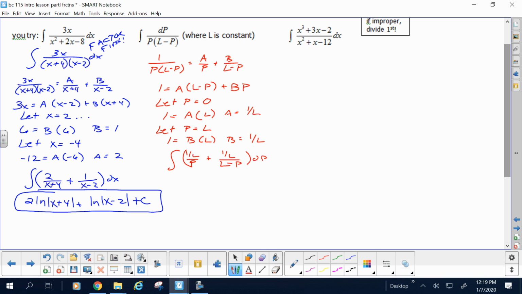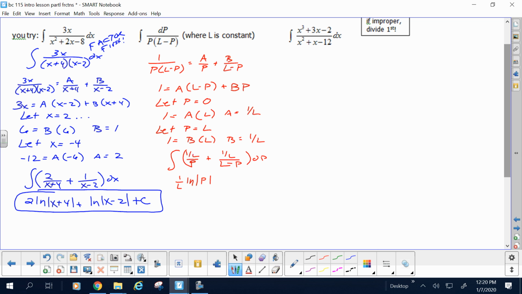All right. So let's make sure that you didn't make a common sign error here. Did you get, first of all, the partial fraction decomposition is 1 over L over P and 1 over L minus P? Yeah. Okay, what is the antiderivative of 1 over L over P? Natural log of absolute value of P over L, or 1 over L natural log of absolute value of P, yeah?